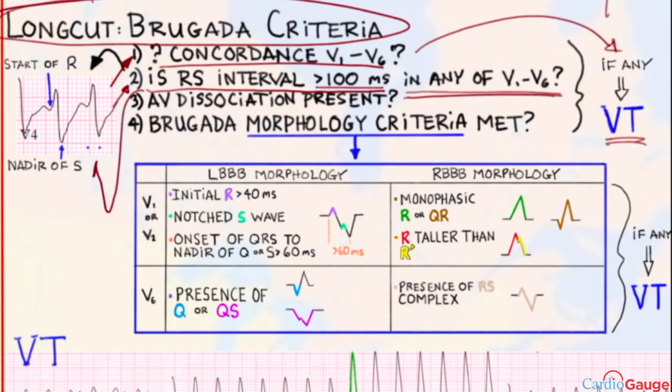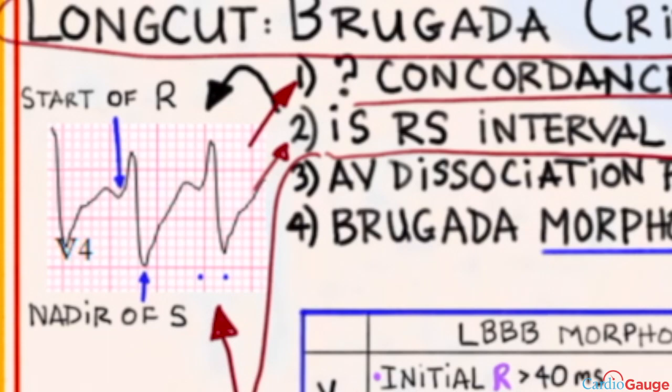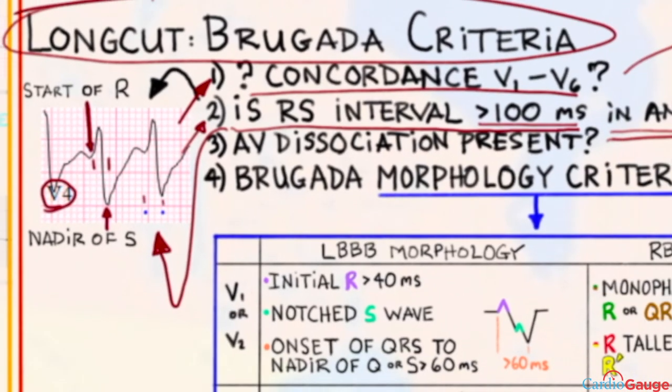Let's look at it here. So you're looking at the precordial leads. In this example, we're looking at V4. Here's the start of the R wave right here. And here's the nadir of the S wave here. So we're talking about this time interval. And in this instance, it's about 2.5 little boxes. And that is equal to 100 milliseconds. So this here would be an example of VT by Brugada Criteria.